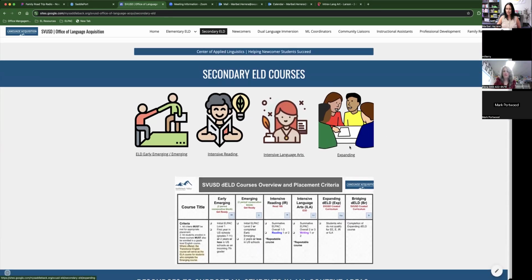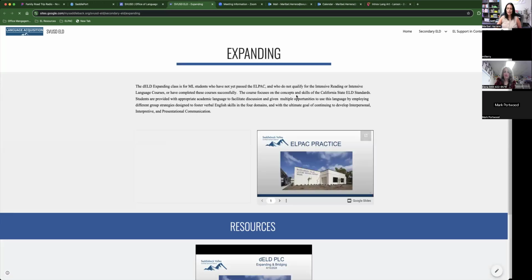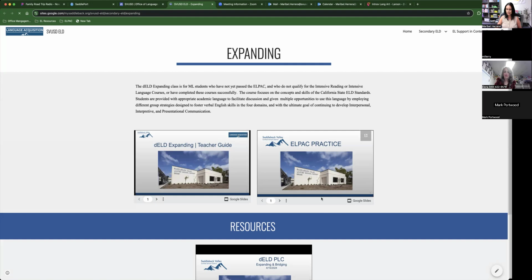So then you'll click on expanding, which is the 4th course under secondary ELD courses. And then that takes you to the course description and to the curriculum plus the Unpack practice. So Mark and Elena know because they were part of this course last year. We piloted this course last year. And so there was a group of teachers and the course was being built as we went last year. And we learned a lot in the process. And so we took all the feedback and revamped the course.